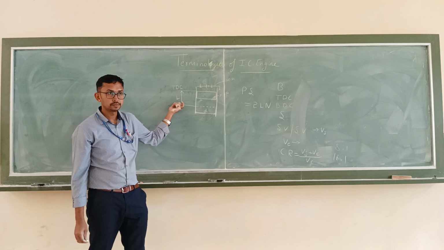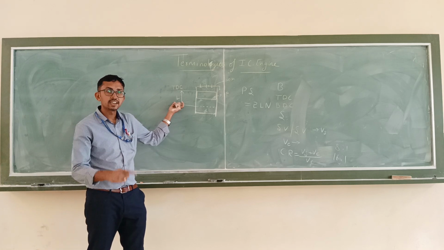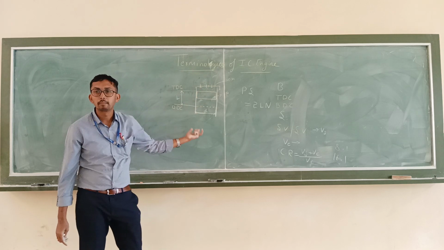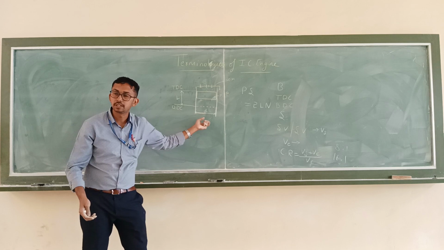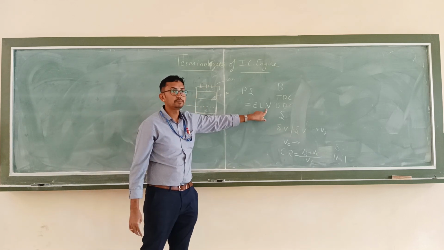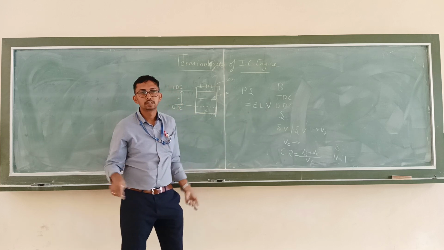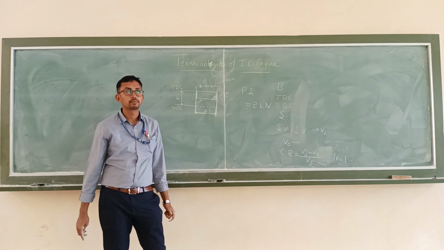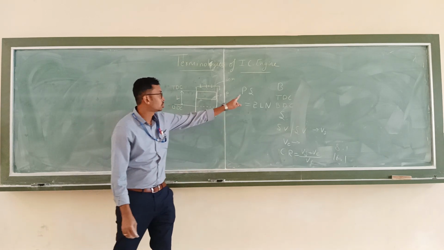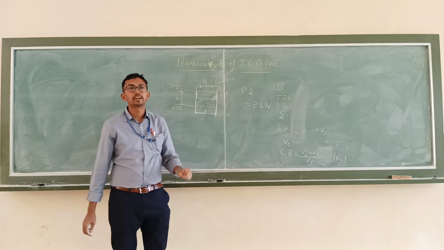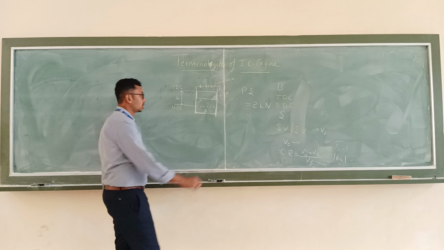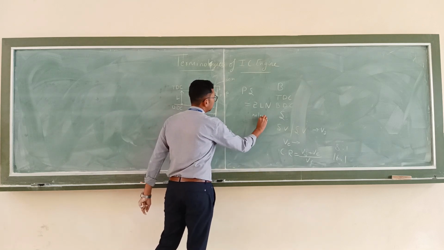What is the meaning of stroke? The linear distance traveled by the piston from top dead center to bottom dead center, or bottom dead center to top dead center. Now N stands for the rotation speed in RPM, rotations per minute. So that is called piston speed, the average speed of a piston. That will be in terms of meters per minute.